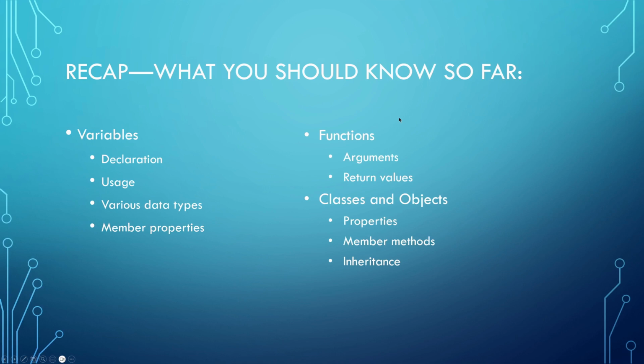So just to go over what you should know so far, you should know how variables work in programming, so declaration and usage, some of the different data types of variables, things like ints and floats and structs, that sort of thing, and then also for structs member properties. You should also know about functions and how functions can take in arguments and return values. And you should know about classes and objects from the object-oriented programming video. So that would be properties, member methods of classes, and how inheritance works.